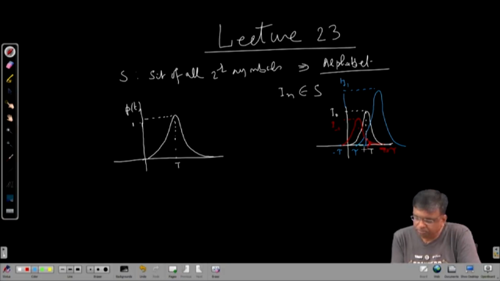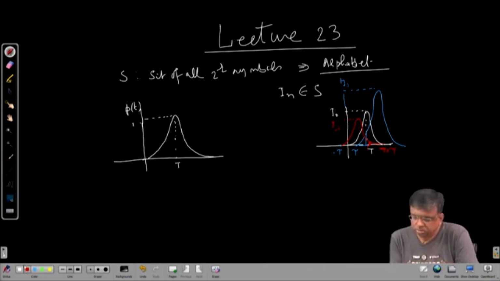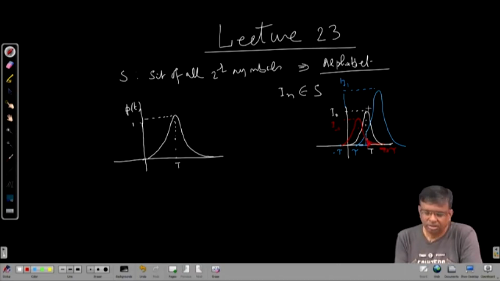This much contribution from the right pulse, and this much from this left pulse. So they all get added. As a result, I will not get I0, I will get other values here, which is called inter-symbol interference.